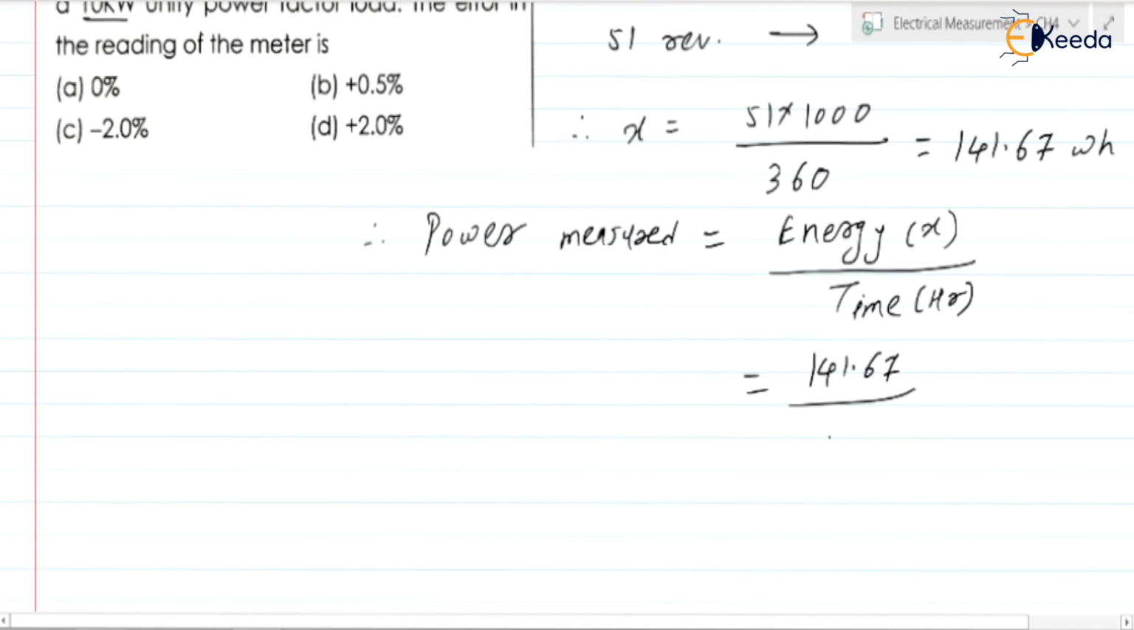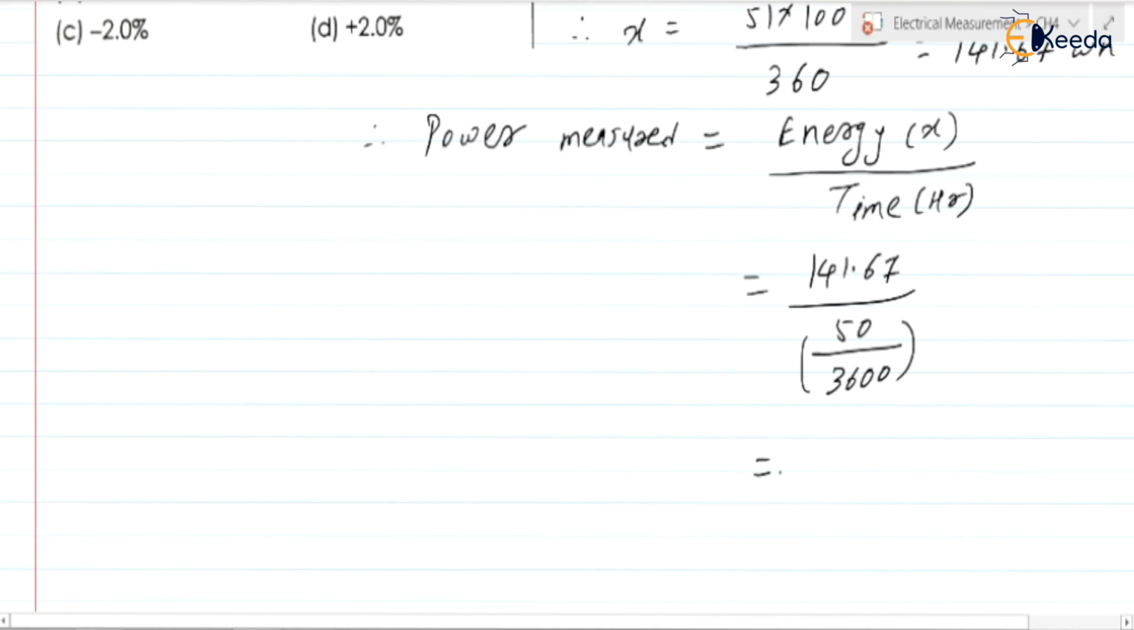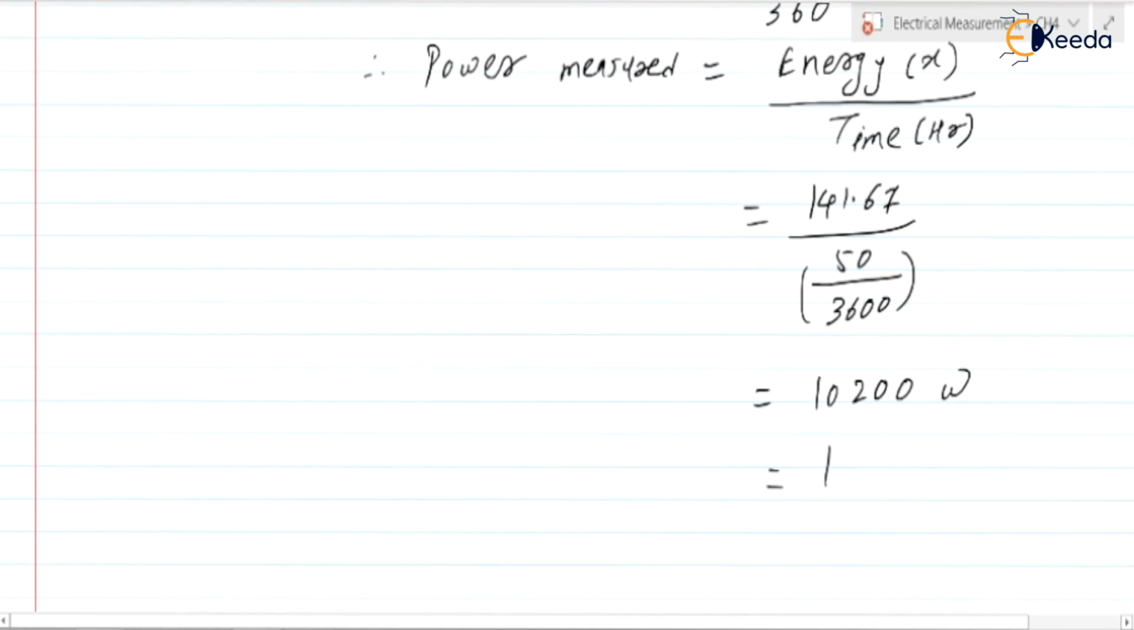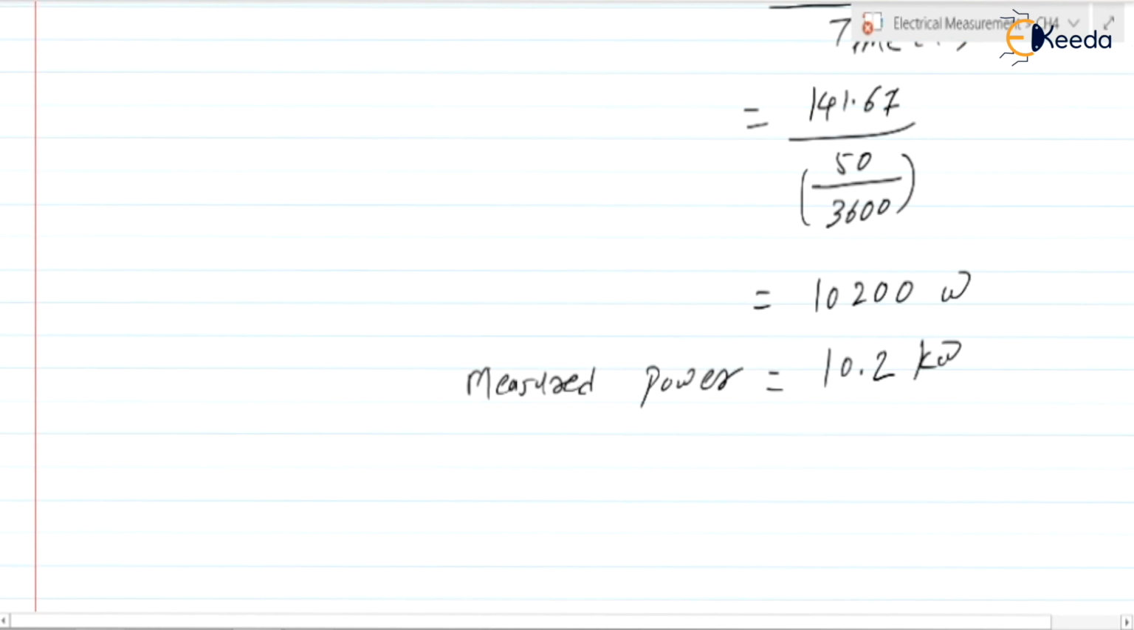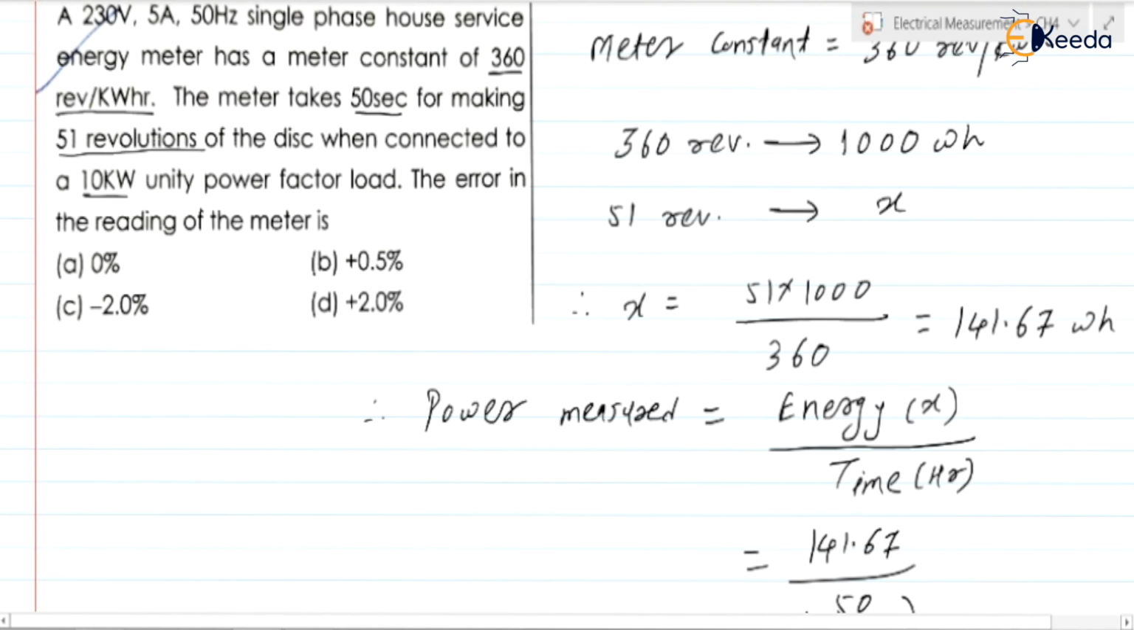Can we convert that 50 seconds to hour? Yes, it is 50 upon 3600. So 141.67 divided by 50 divided by 3600 is 10,200 watts, which is equal to 10.2 kilowatt. This is the measured power. Now, measured power is 10.2 and actual power is 10 kilowatt, so true power is 10 kilowatt.